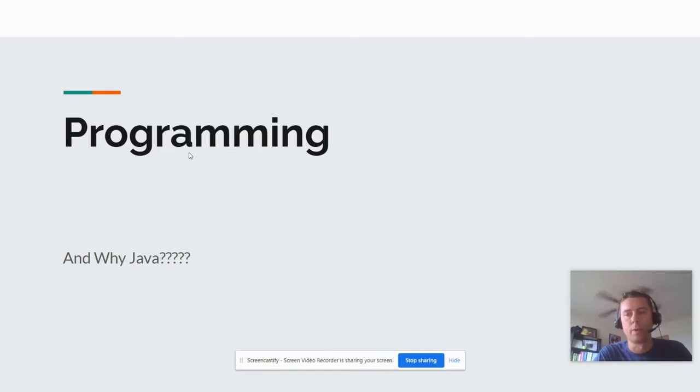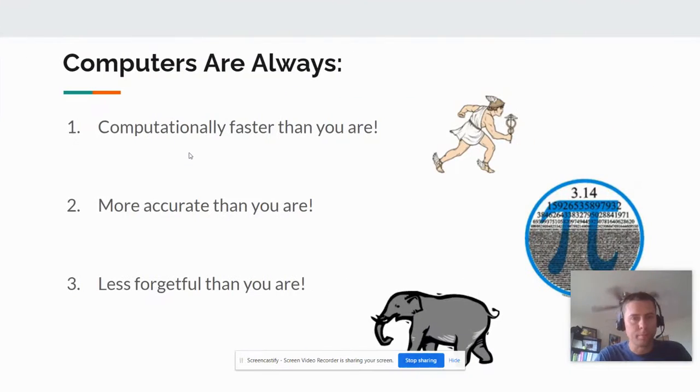We're going to start to hate the word asynchronous here in a little bit, I'm sure. But either way, we're going to talk about programming in general and why we chose Java as the language for this course. So let's talk about what computers are and what computers aren't.